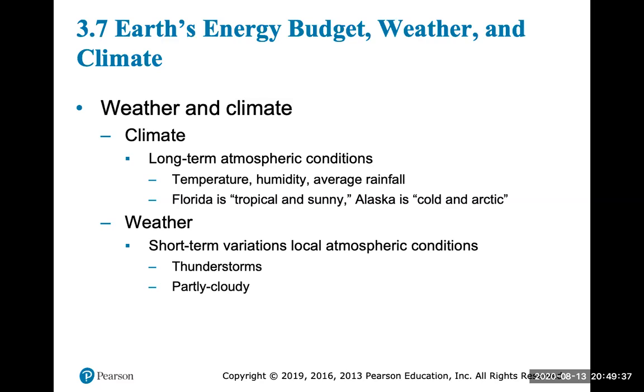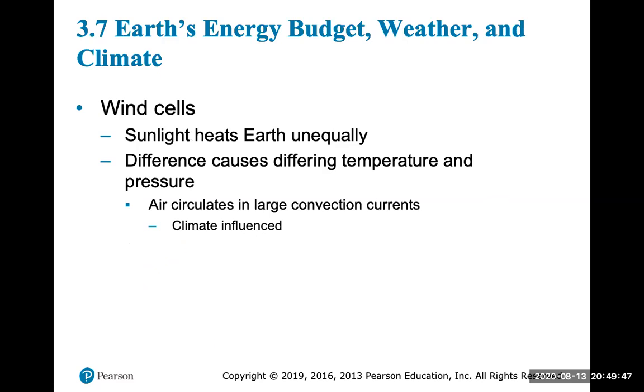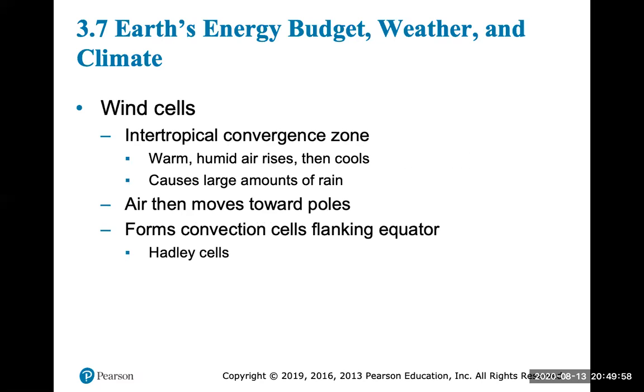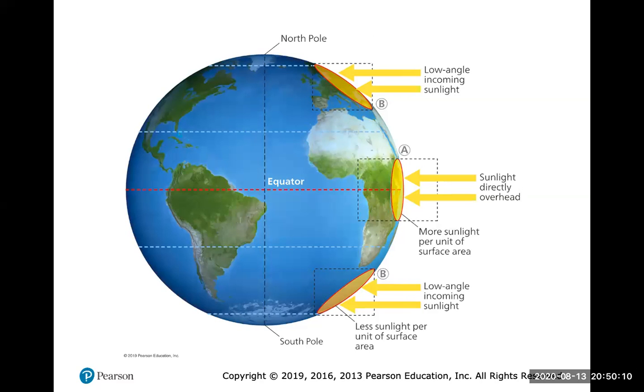So then we get into weather and climate. Climate is long-term atmospheric conditions, and weather is short-term variations within that climate. Wind cells are when sunlight heats the earth unequally, and the difference causes different temperature and pressure. So air will circulate in large convection currents, and it'll influence climate. So we have intertropical convergence zones, and air will move towards the poles. So we get these convection cells flanking the equator, causing these wind cells.